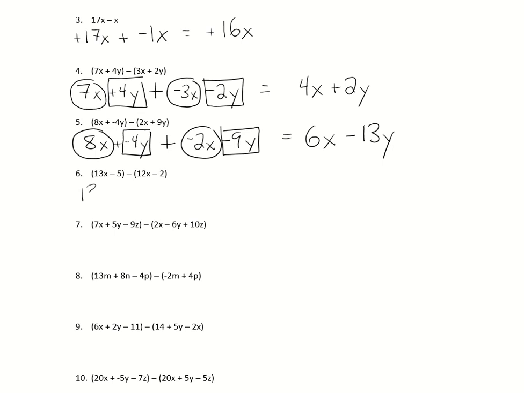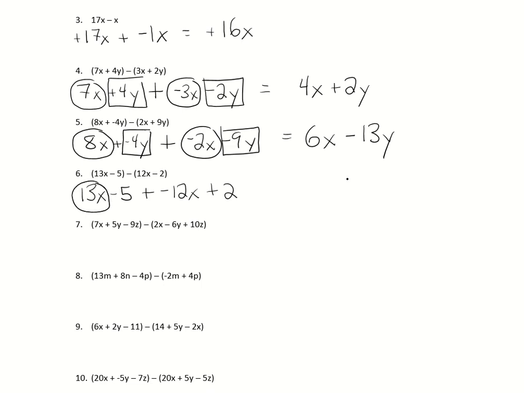Number 6, we keep the 13x minus 5. We change it to an adding problem, and we do the opposite of this one. So now the 12x is going to become a negative 12x. But notice we have this subtracting 2. Easiest way to handle this is just to change that subtracting 2 to the opposite, which would be adding 2.